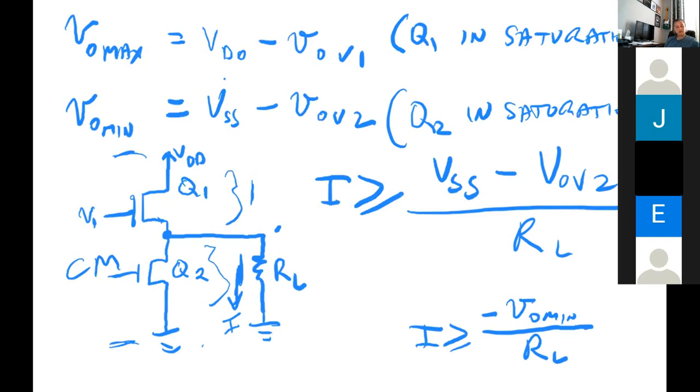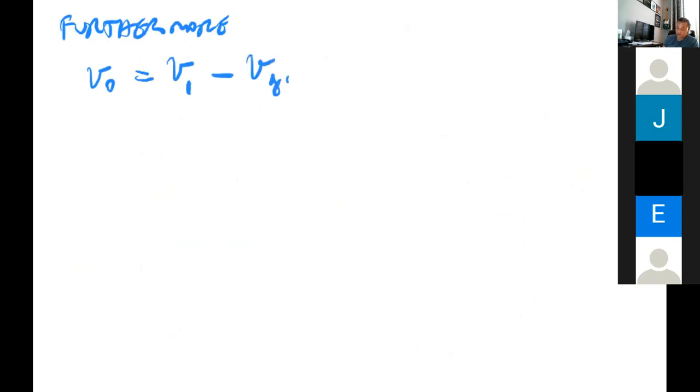Furthermore, the output is going to be the input minus VGS1, which is going to be the input minus the voltage for M1, that's transistor one, minus V out for transistor one.